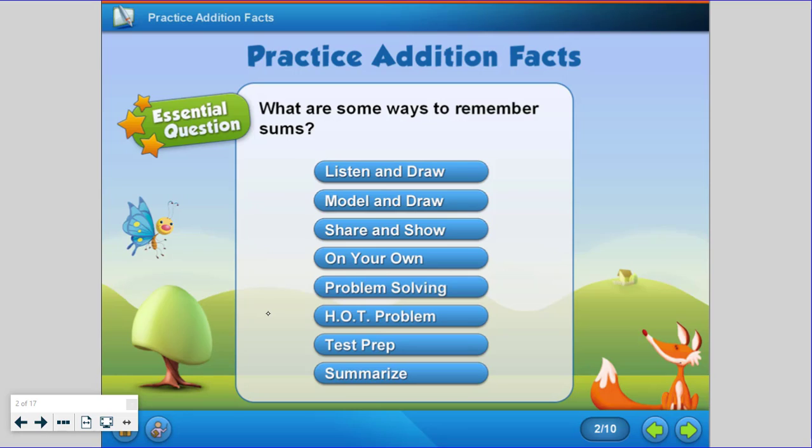So our essential question today that we're going to work on, remember, the essential question is what you're learning, right? This is what you should be able to tell your parents, this is what I learned today, right? So here's the big takeaway today. It's, what are some ways to remember sums? So that's what we're going to talk about. We're going to talk about some different strategies for remembering your facts, right? Because facts are important, aren't they?